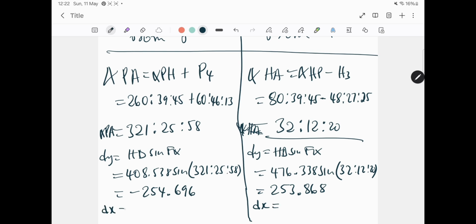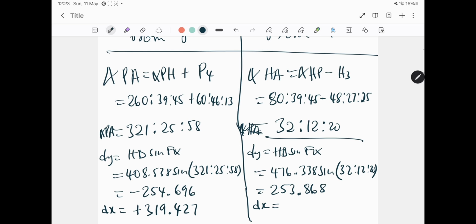The dx, same thing. I won't put the cos, but in your answer, when you're answering in the test, put the HD cos. Same thing that I did at the top. Remember, I said HD cos. And now it's the same thing here for dx: HD cos forward bearing. 48.538 cos this time 321, same angle, 25, 58. Getting a positive 319.427.